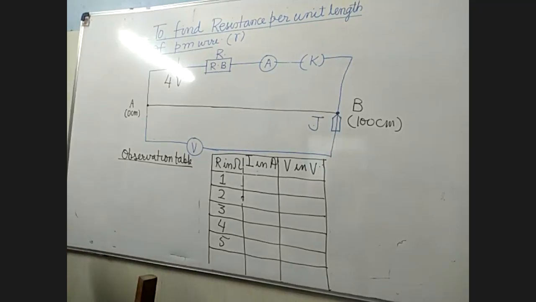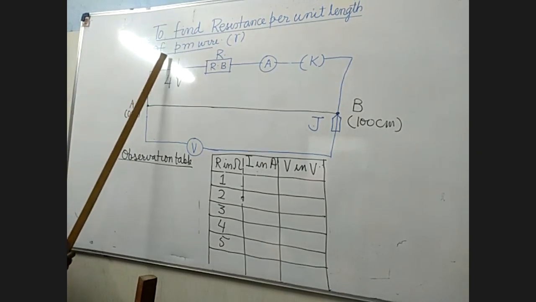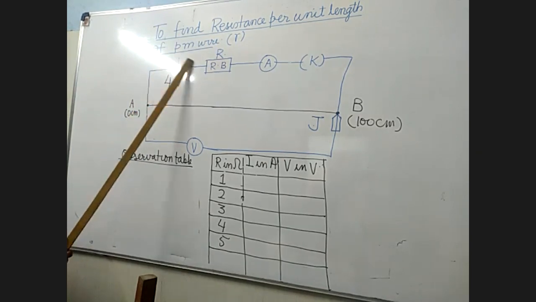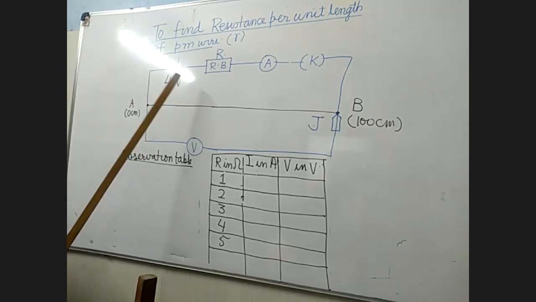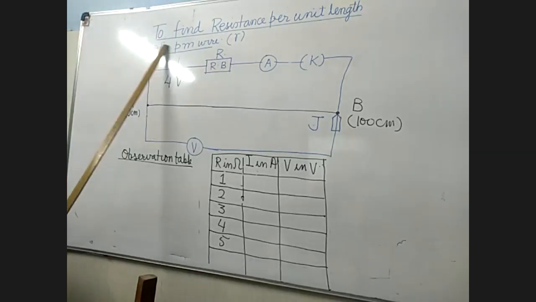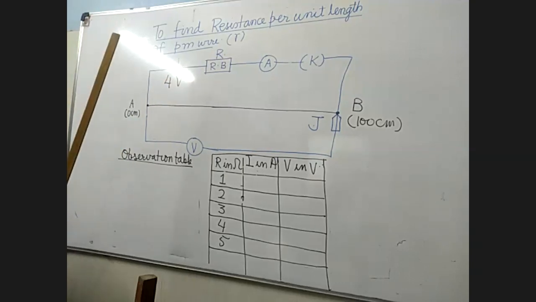So you can see here, this is the experiment of electricity to find resistance per unit length of PM, which means potentiometer wire. It's clear? It is not Pocha Mantri. It's clear? Perhaps Pocha Mantri is not attending the practical class. So, to find resistance per unit length of potentiometer wire.